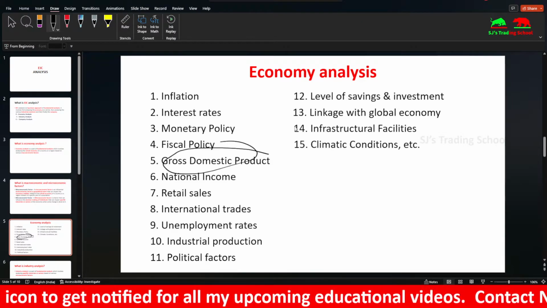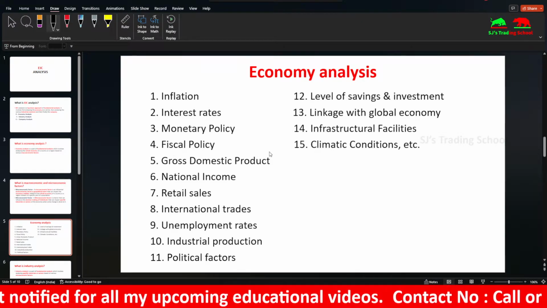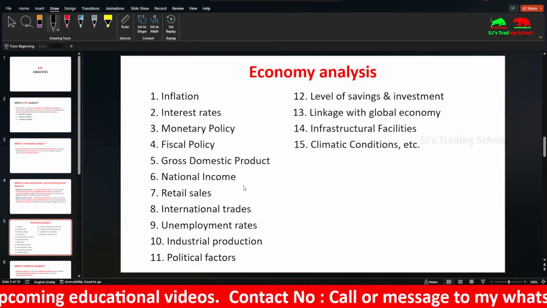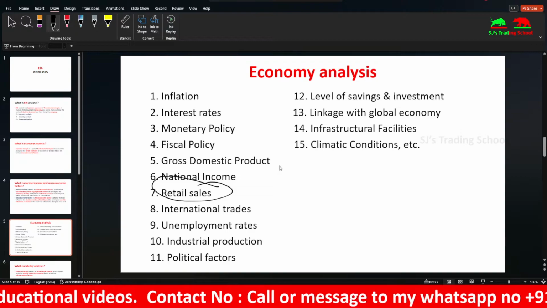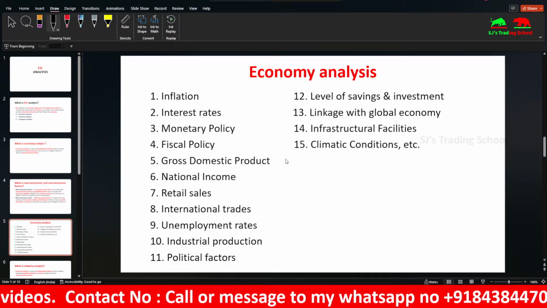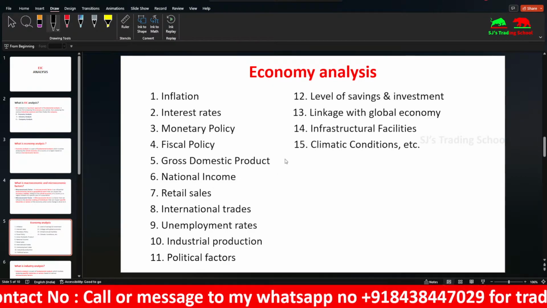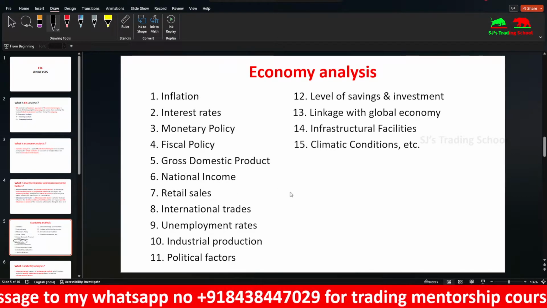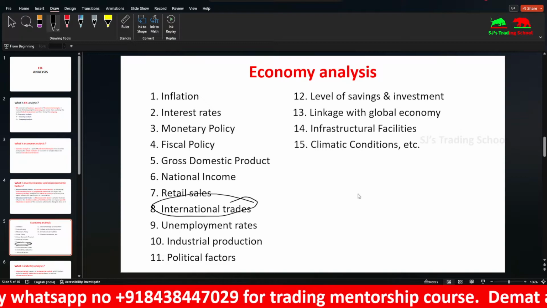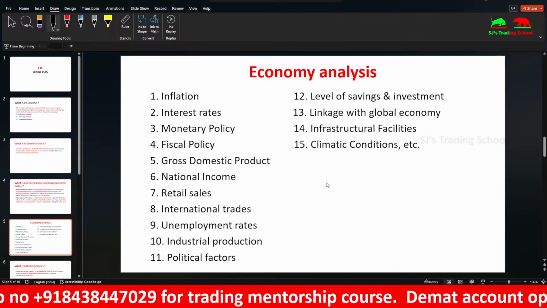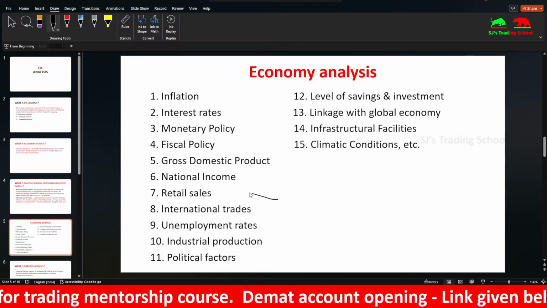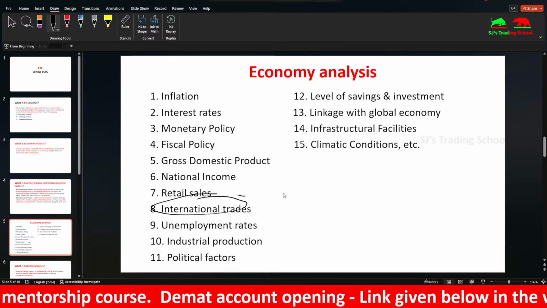And coming to GDP, it represents the total value of goods and services produced within the country. National income represents the total amount of money earned within the country. Retail sales refers to the sales going on among consumers. It represents the consumer spending and the sales taking place in the market. And international trade is the trade where we are doing business with other countries.